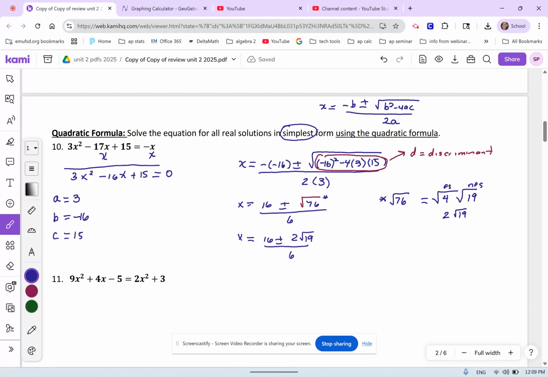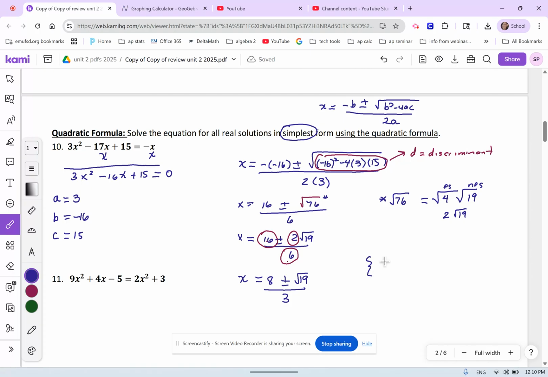Now you can start simplifying. But when you simplify, you have to look at all 3 terms, the coefficients of all 3 terms. I call them the triplets. What's in common to the 16, 2, and 6? That would be 2. So 16 divided by 2 is 8. 2 rad 19 divided by 2 is rad 19. And 6 divided by 2 is 3. You cannot simplify this any further.